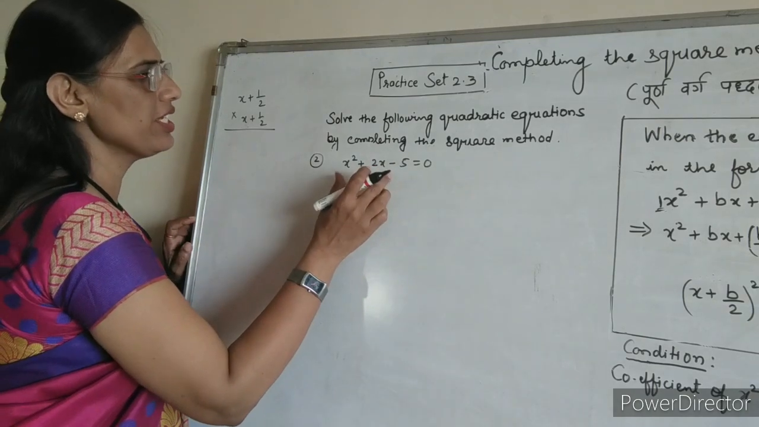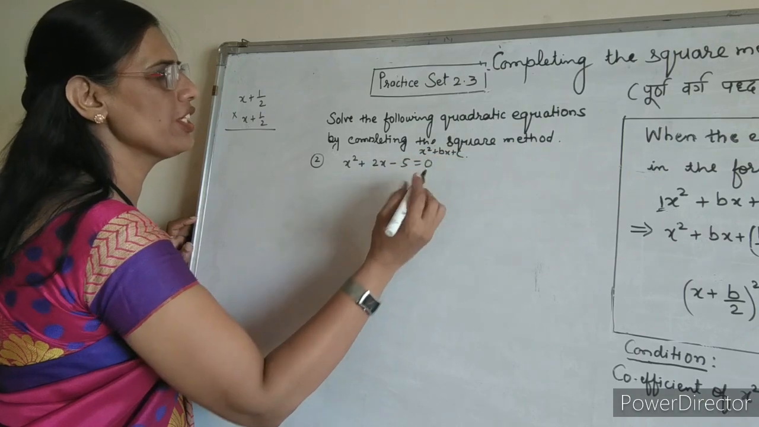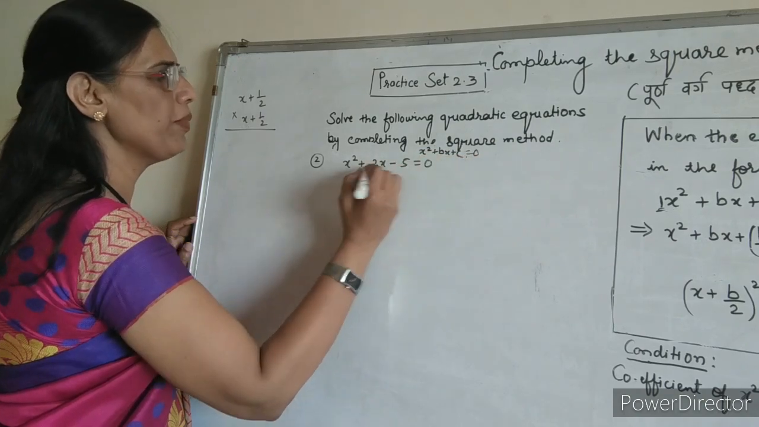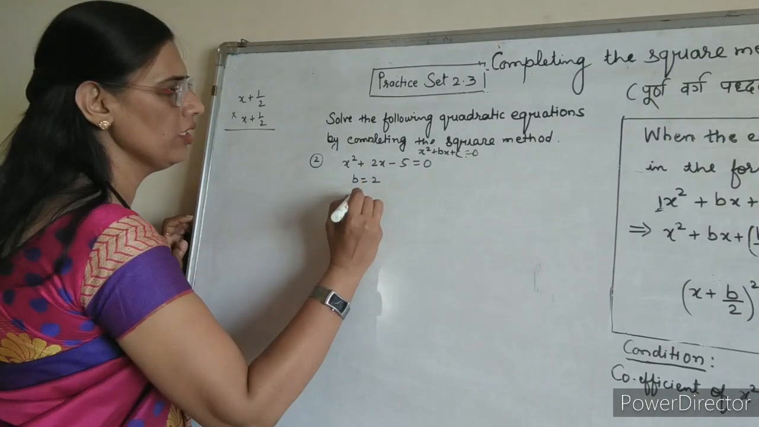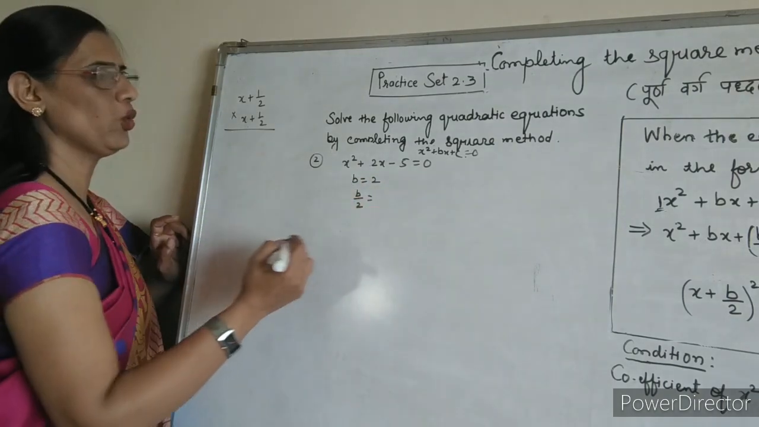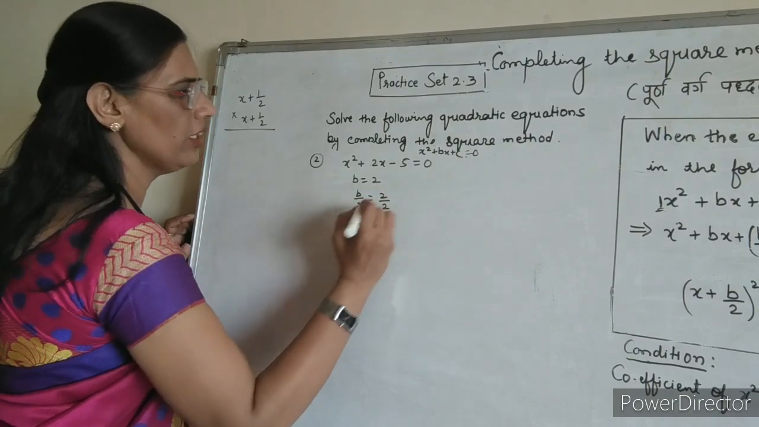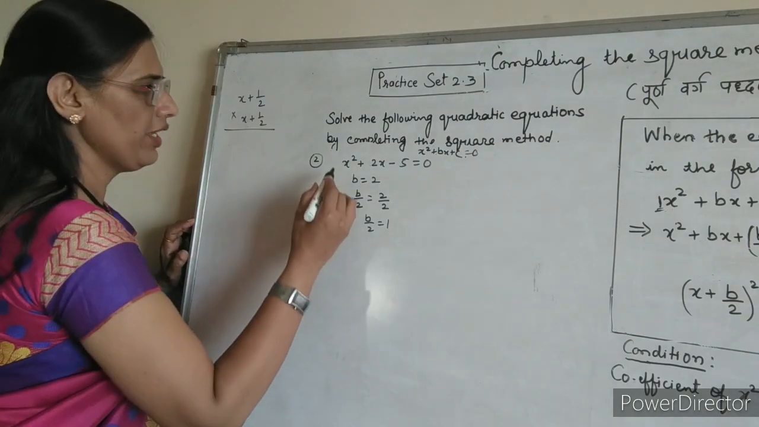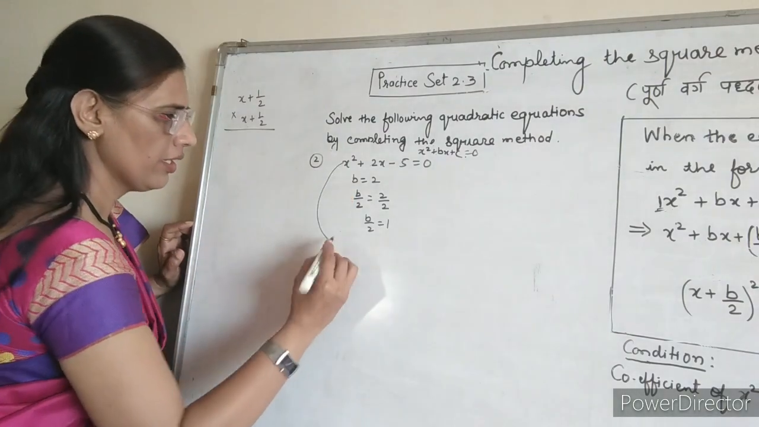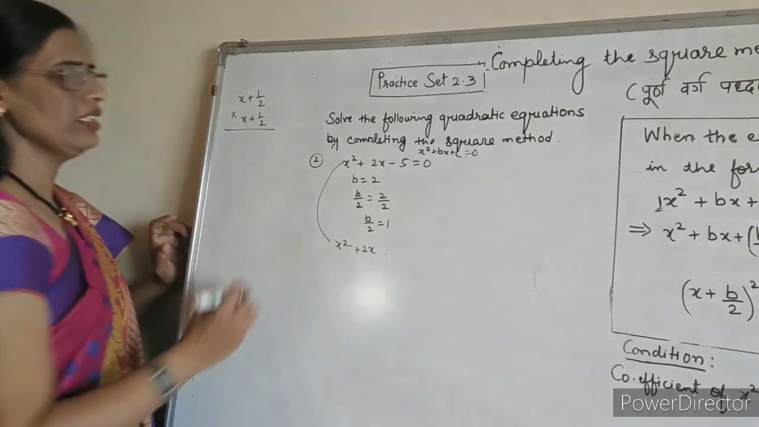Here again compare this equation with x square plus bx plus c is equal to 0. We get value of b is 2. First of all, b is 2. Then we will find b upon 2. b upon 2 is what? 2 upon 2. And here we get b upon 2 is 1. Then our next step will be this x square as it is plus 2x as it is.